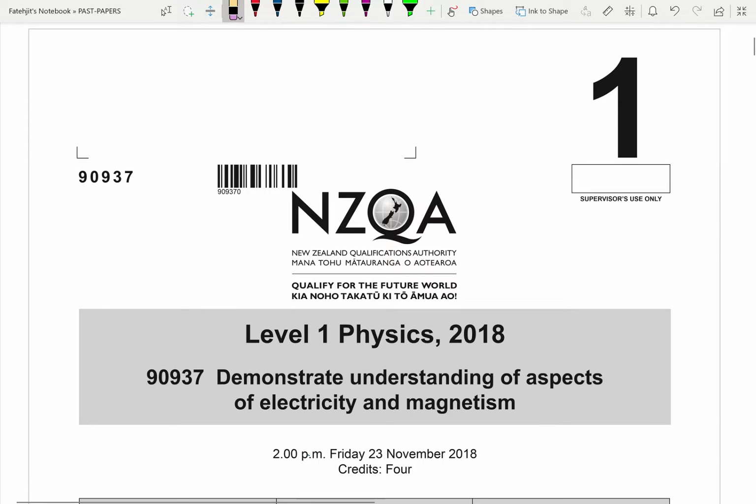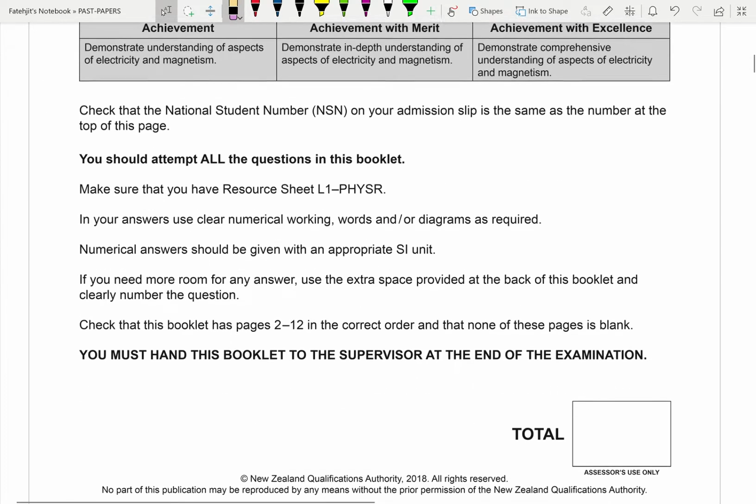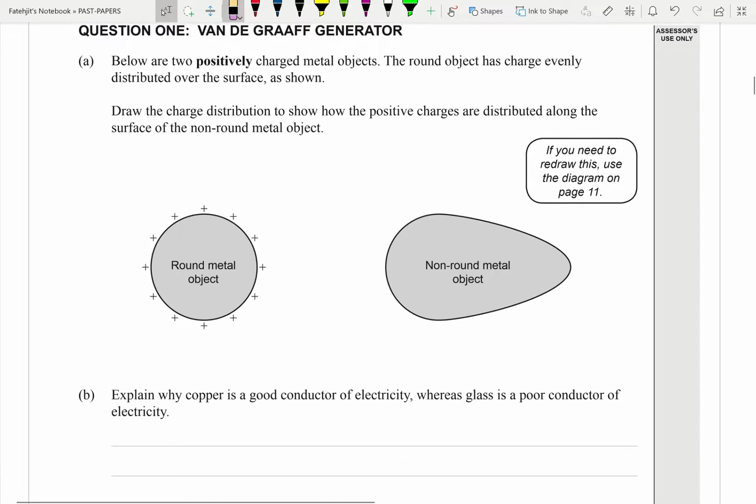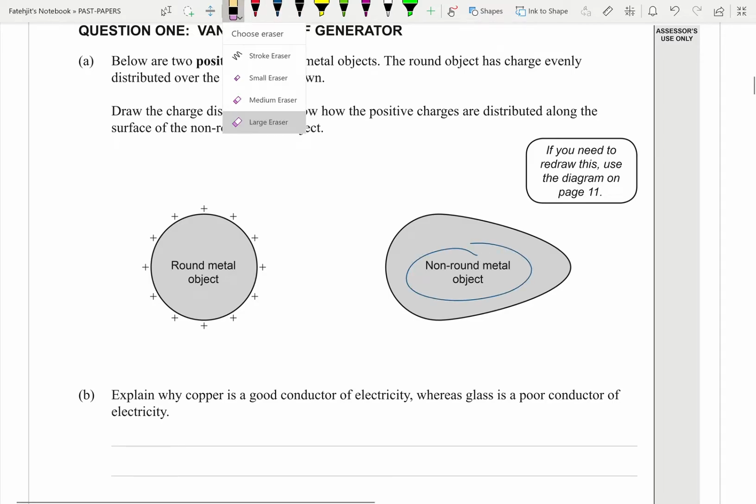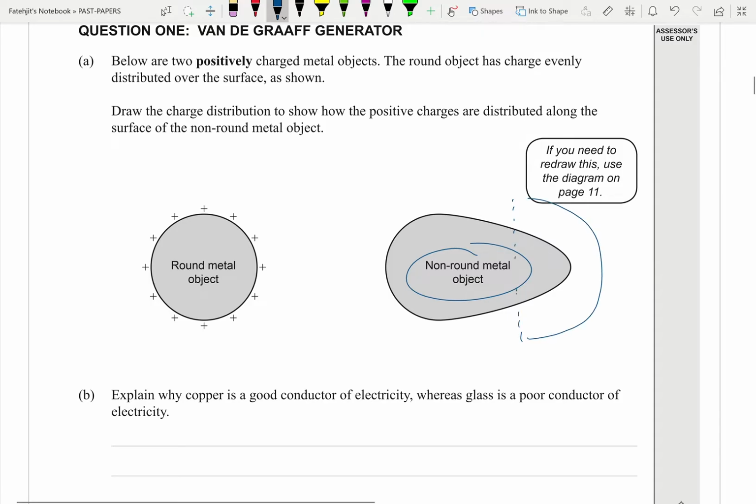Cool. So this is the 2018 Electricity Level 1 exam. For question 1, they tell us to draw positive charges across a non-round metal object. Where the object is not as round, around here all the way to here, charges are supposed to be drawn very close to each other, and where it starts getting round like this, you can space the charges out.